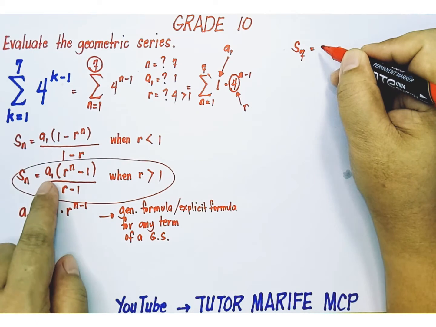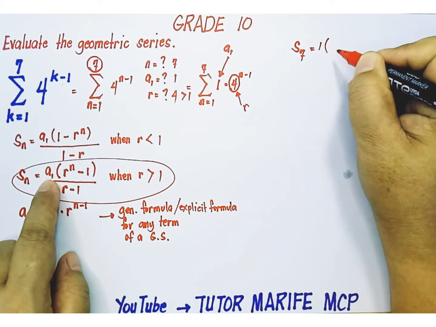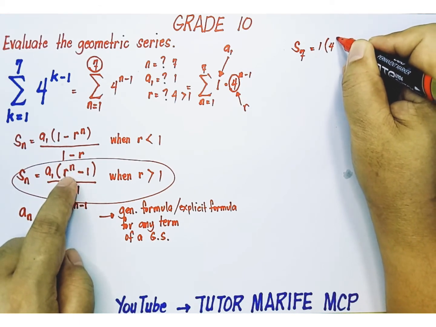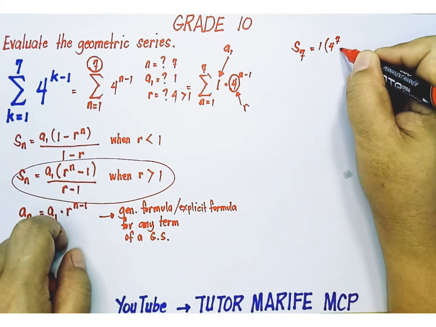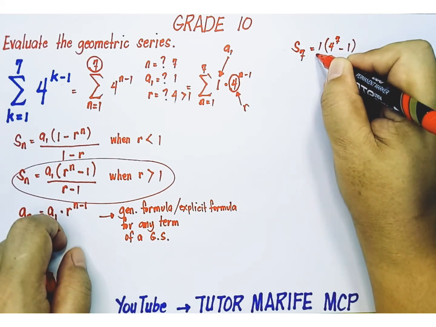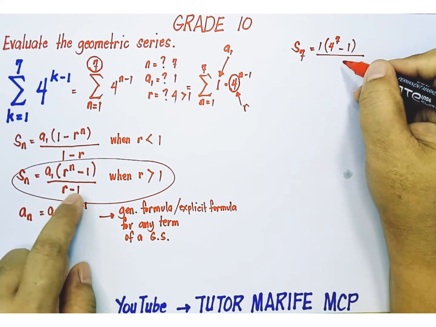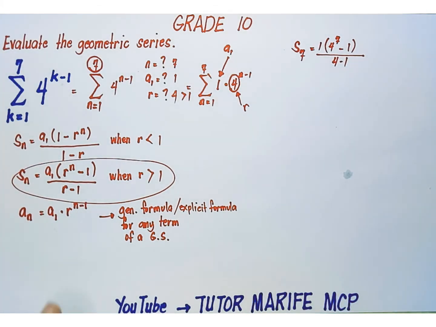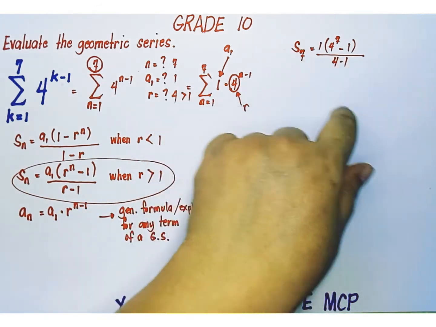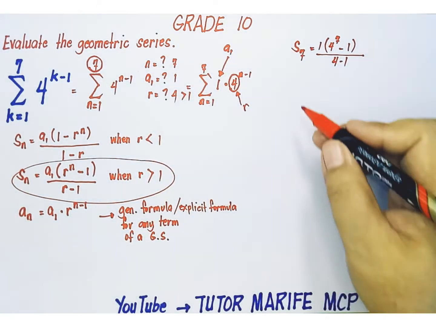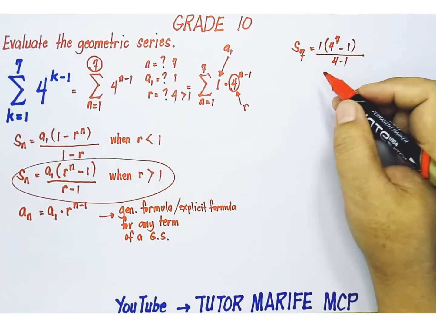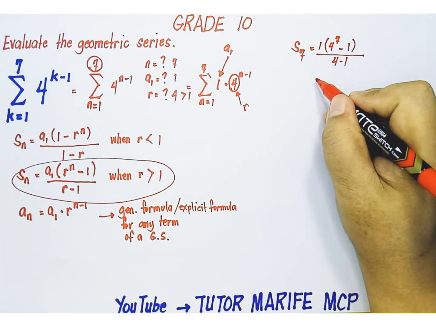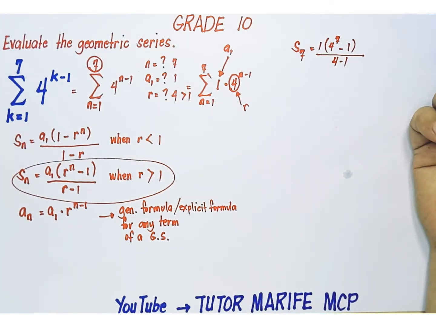a sub 1 is 1 times the quantity. R raised to n is 4 raised to 7. Minus 1 all over. R minus 1 is 4 minus 1. Substitution. Tapos, i-evaluate mo na lang. Magmamano-mano ulit tayo para mas challenging ang pagsosolve at huwag maging masyadong dependent sa calculator.